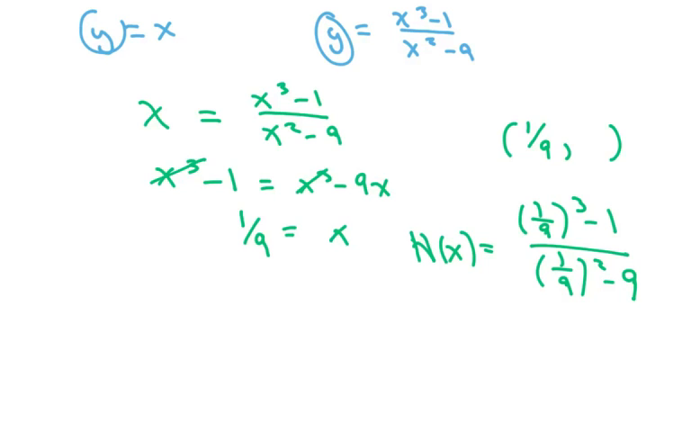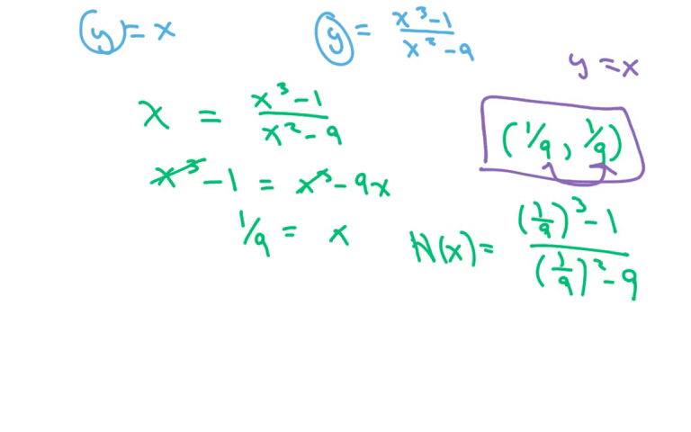And you can work that out, and you're going to get 1/9 again. So that's where it intersects our oblique asymptote at y equals x. Okay? And these have to be the same if it's going to intersect there. Okay. Now you can go ahead and put in the calculator.